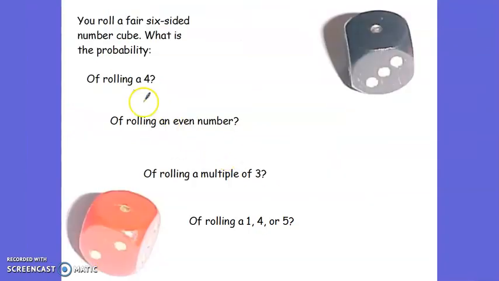Let's think about this scenario. You're going to roll a fair 6-sided number cube. Basically, you're going to roll a dice. What is the probability of rolling a 4, rolling an even number, rolling a multiple of 3, or rolling a 1, a 4, or a 5? And we'll talk about that word "or" more here in just a minute. Go ahead and think about these problems, though. What do you think the probabilities would be?